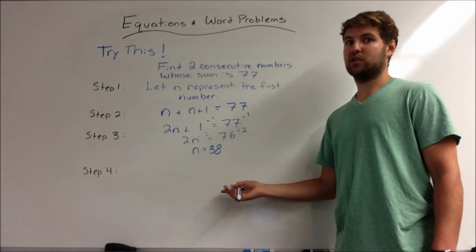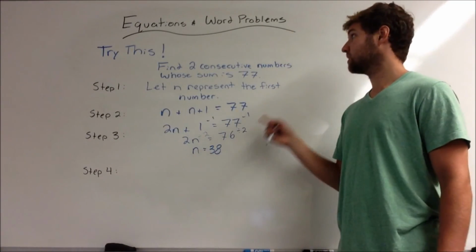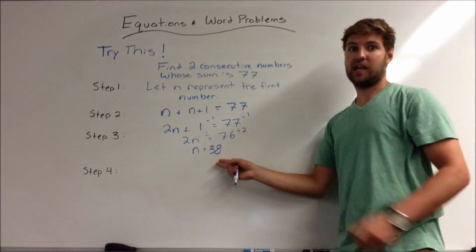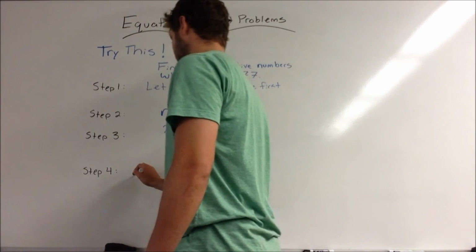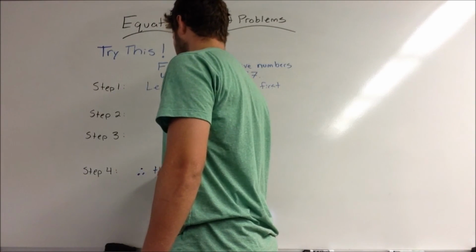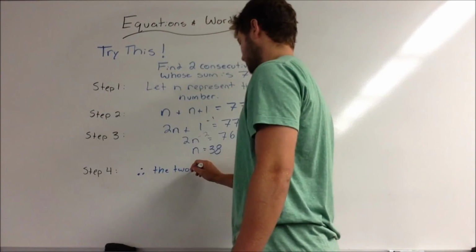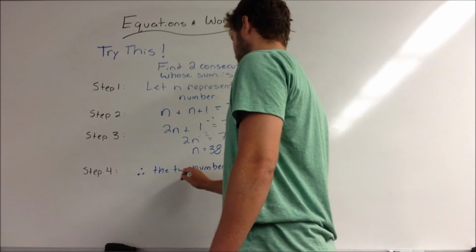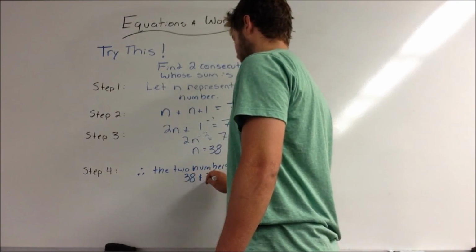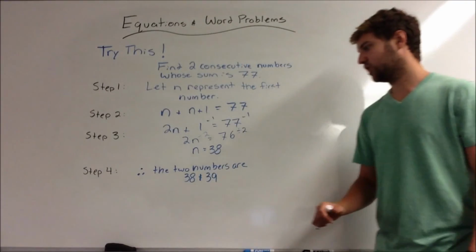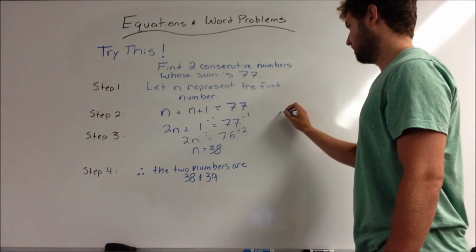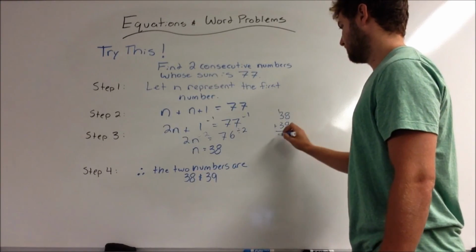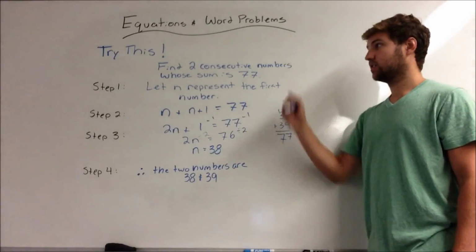So now we've answered the question. What are two consecutive numbers that add up to 77? Well, it would be 38, which is the first number, so the second one would be 39. So therefore, the two numbers are 38 and 39. And we can check that when we add these together, 38 plus 39, we do get 77, just like we were supposed to.